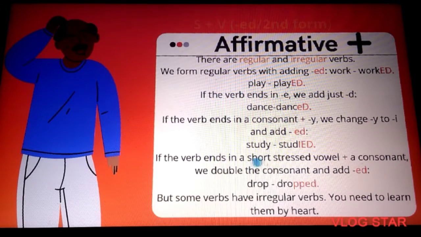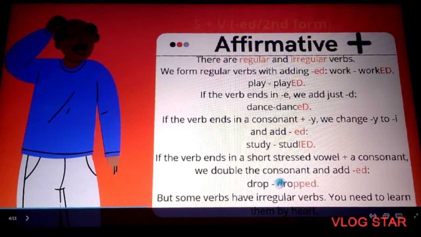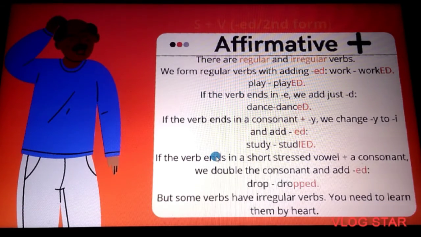If the verb ends in a short stressed vowel plus a consonant, we double the consonant and add ed. For example, drop, dropped, or stop, stopped. As you see, we have a double p. But some verbs are irregular verbs. You need to learn them by heart, because there are three columns, and that's why then you're going to know everything. So of course, I recommend everybody to learn them.